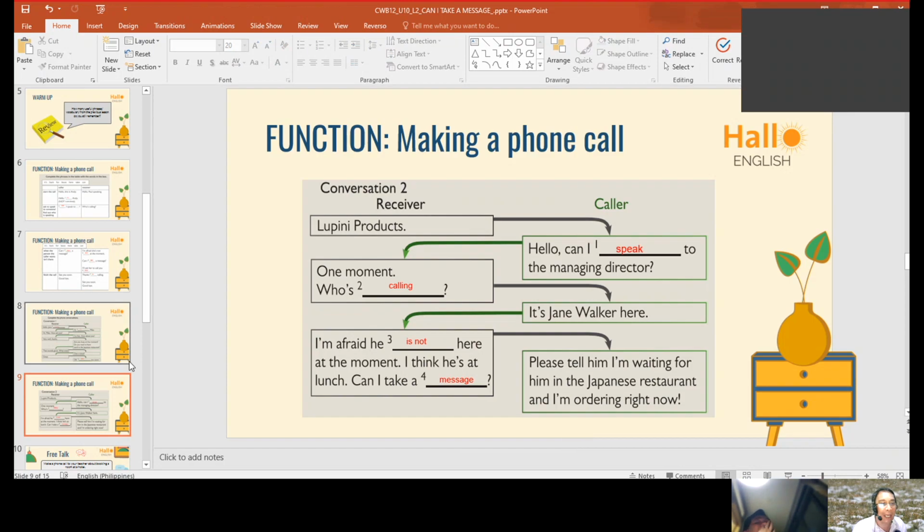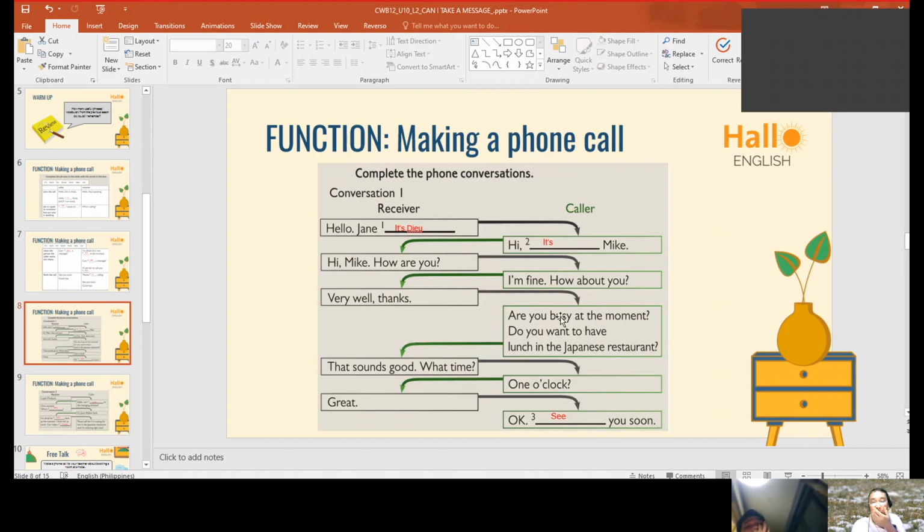Okay. Now let's try to practice this one. I will be the receiver and you are the caller. "Hello, Jane. It's Mike." "Hi, Mike. How are you?" "I'm fine. How are you?" "Very well, thanks. Are you busy at the moment? Do you want to have lunch in the Japanese restaurant?" "That sounds good. What time?" "1 o'clock." "Great. Okay. See you soon."